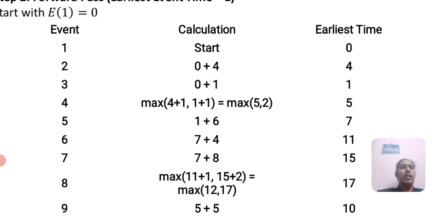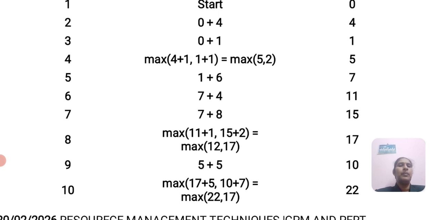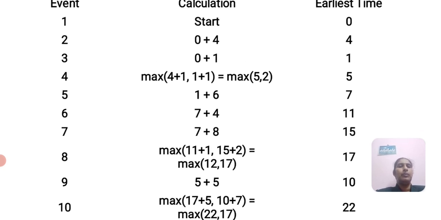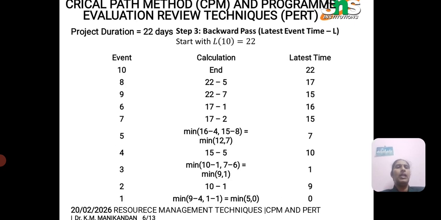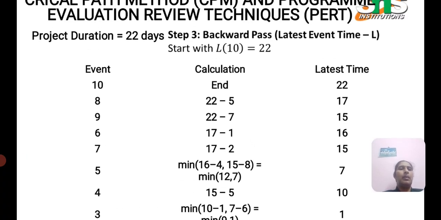Next, in the fifth event, the earliest start from 3 to 5 is 1 plus 6, so we get 7. 7 plus 4 is 11, 7 plus 8 is 15, then event 8 is 17, event 9 is 10, and event 10 is 22. The project duration is 22 days.